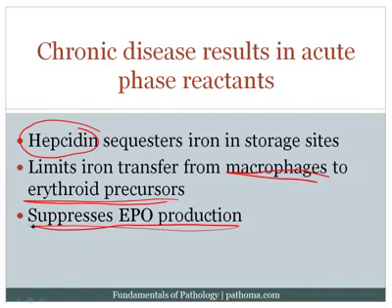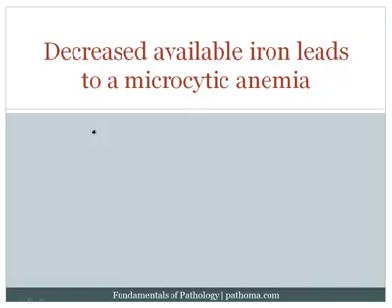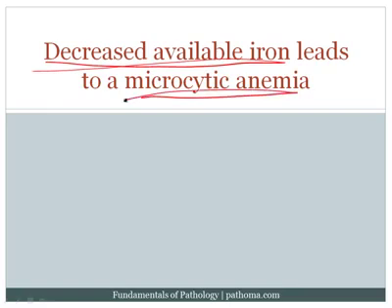But obviously, in chronic disease, there is no infection. However, the effects of hepcidin are still felt. And so this is called anemia of chronic disease. Now here I remind you that there's a decreased availability of iron. So same story, as I've mentioned before. Decreased iron, decreased heme. Decreased heme, decreased hemoglobin. Decreased hemoglobin is going to result in a microcytic anemia.